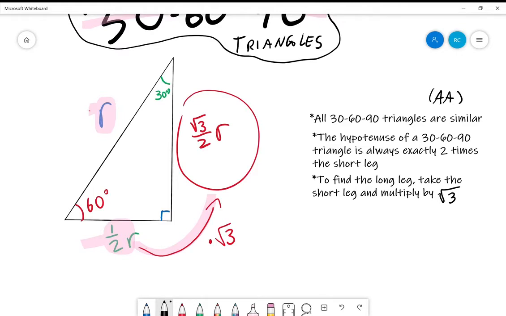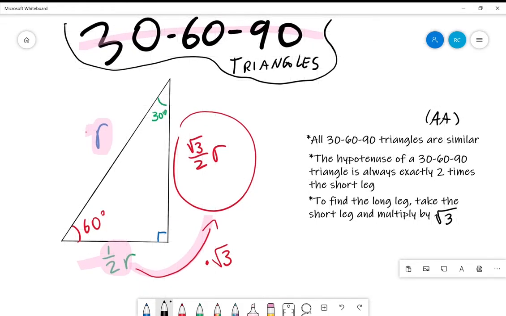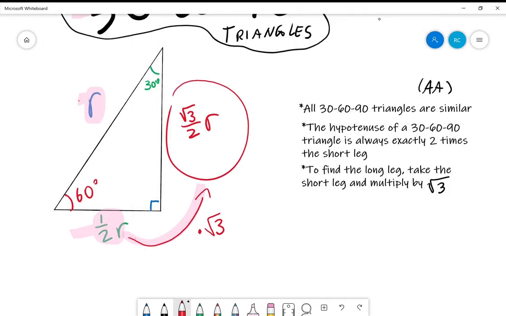Now this is slightly different from the last triangle, right? In the last triangle, the hypotenuse was the square root of 2 times bigger than the leg. In this case, the long leg is the short leg times the square root of 3. So again, if we were going the other way, if we had the long leg and we wanted the short leg, we would divide by the square root of 3.